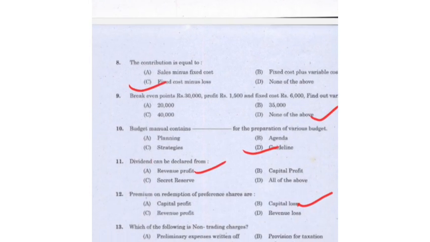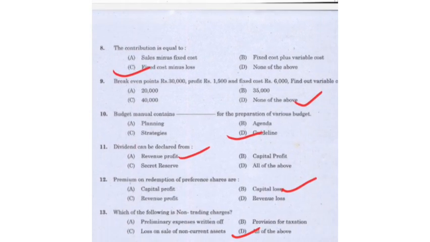And the next question, the contribution is equal to sales minus fixed cost plus variable cost, fixed cost minus loss, and none of the above. And here the answer is fixed cost minus loss. The other formula for contribution is equal to sales minus variable cost, and also contribution is equal to fixed cost plus profit. Here it is fixed cost minus loss if there is a loss.